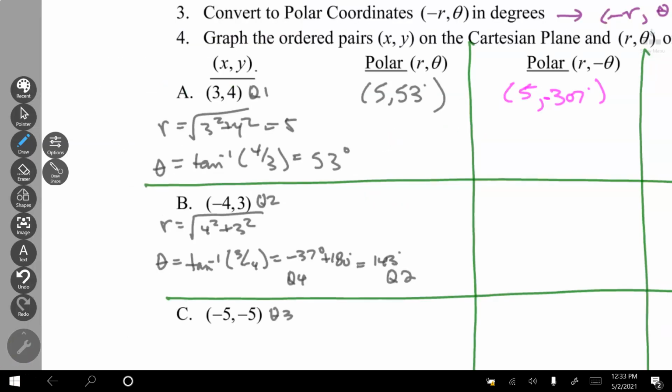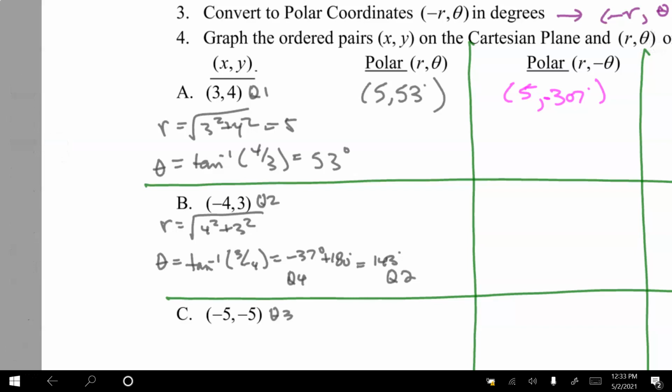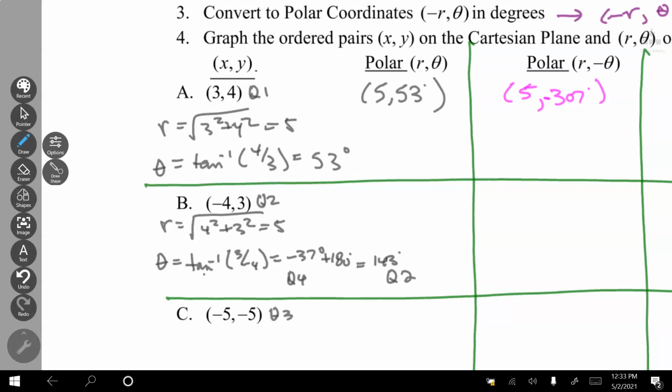For part B, negative 4, 3 is in quadrant 2. Again, for the radius or the length, I don't have to use negative numbers there because of the squaring part. So I just did the square root of 4 squared plus 3 squared, which is equal to 5. I did inverse tangent of the y over the x. I do have to use negative numbers here. Negative 37 degrees is in quadrant 4.